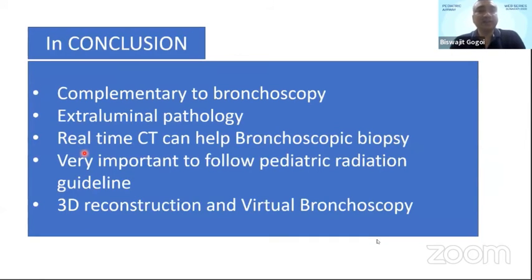So in conclusion, it is always complementary to bronchoscopy. It is mostly important for extraluminal pathology. Real-time CT can help in bronchoscopic biopsy, and it is very important for follow-up. For pediatric radiation, we should follow the guidelines provided so the dose should not be too much. And 3D reconstruction and virtual bronchoscopy, everything we can do from MDCT. So lastly, I want to share one case in software.